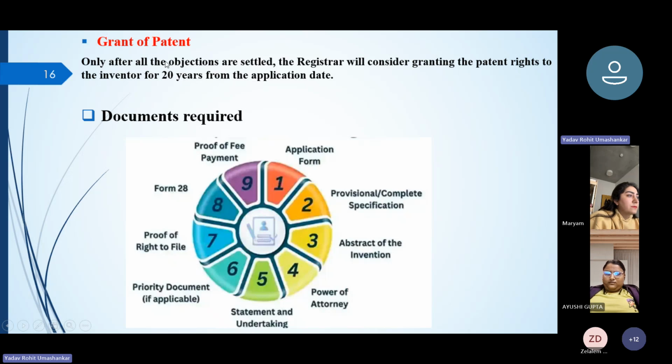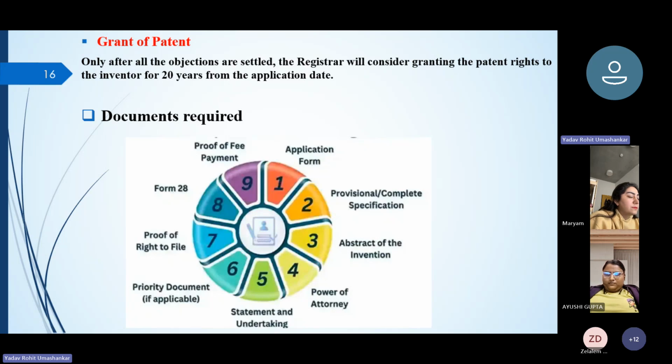This 20 years is counted from the date of application. This is the general duration of a patent; I have seen the same for UK and US patents also.